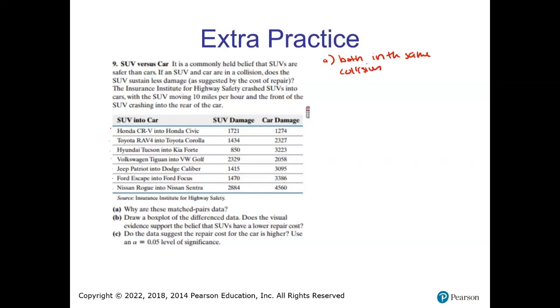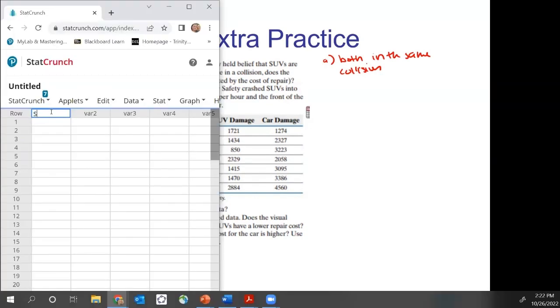Part B says, draw a box plot of the differences, and does the visual evidence support the belief that SUVs have a lower repair cost? We're going to go first to draw our box plot and make sure, can we double check this? Does it look like it's normally distributed? What we're going to do is go to StatCrunch. Got to get my StatCrunch back up here. And we have SUV and we have car.